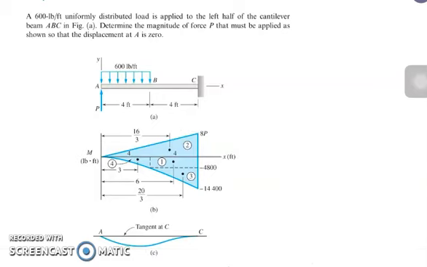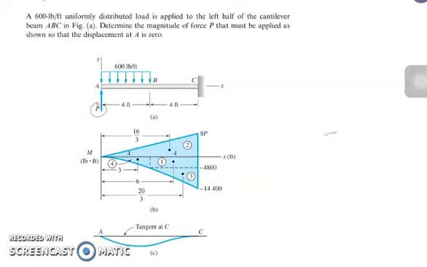Sample problem number 1. A 600 pounds per foot uniformly distributed load is applied to the left half of the cantilever beam ABC as shown in the figure. Determine the magnitude of the force P that must be applied as shown so that the displacement at A is 0. So we are given here our figure wherein we're going to identify the magnitude of our force P.